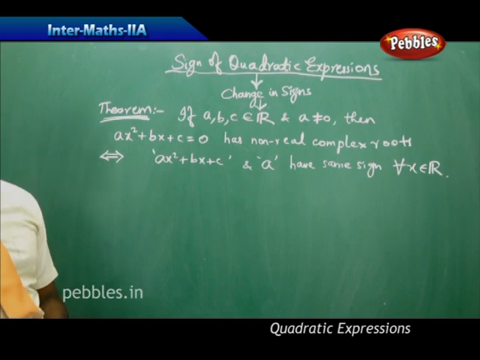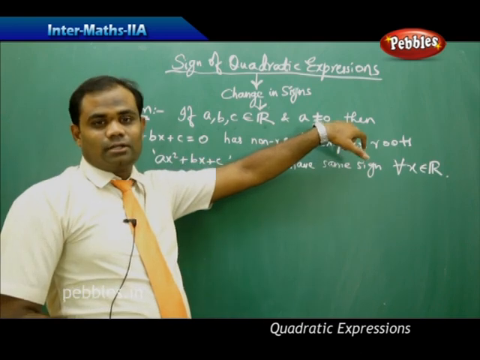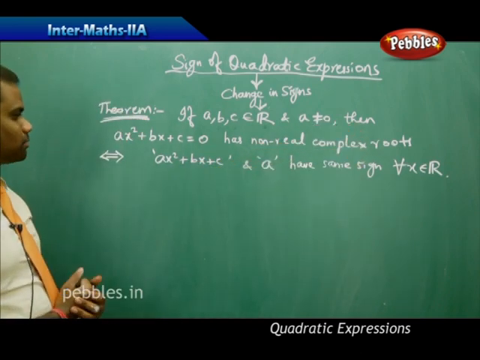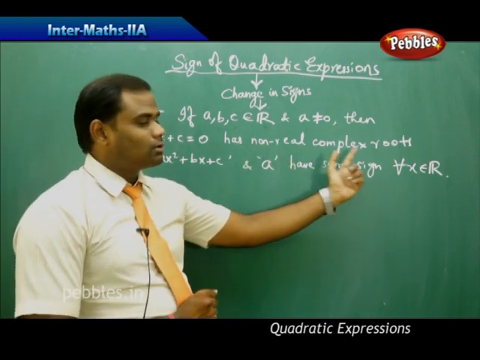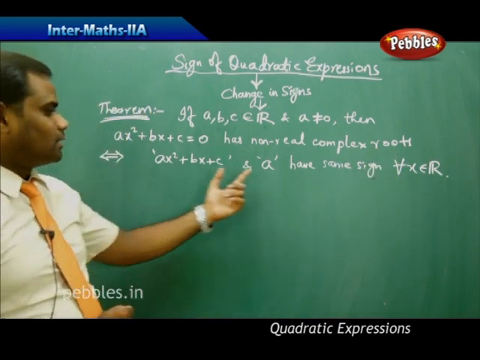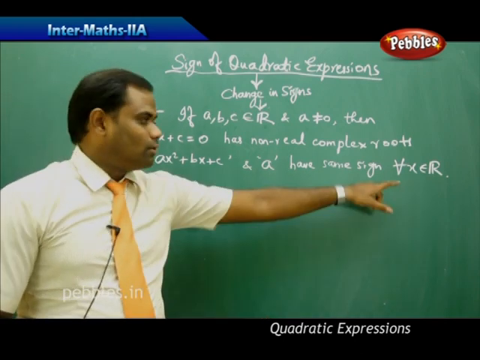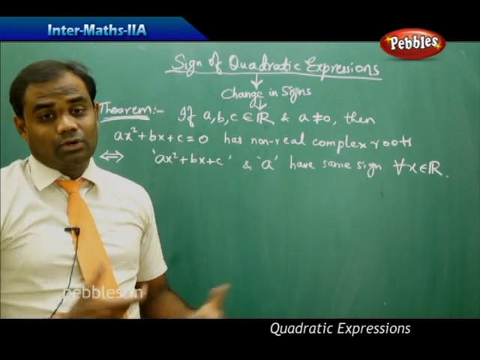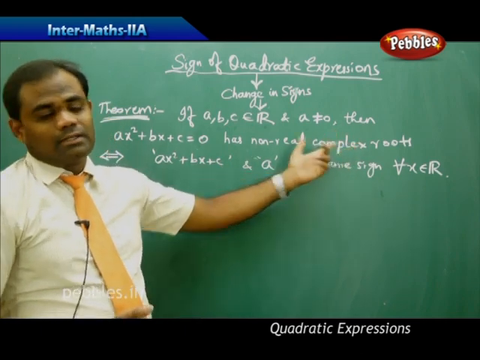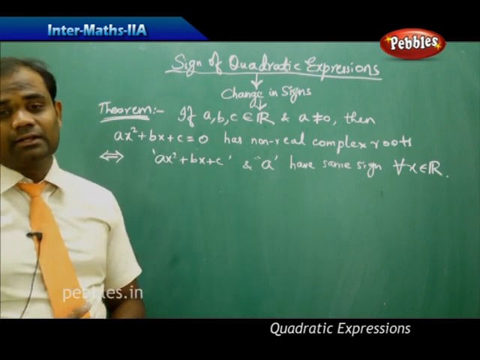So let's initially start with understanding the statement of the theorem. It's given that a, b, c are real coefficients and a is a non-zero real number. Then I have to prove that the quadratic equation ax squared plus bx plus c equal to 0 has non-real complex roots only under the condition that they have the same sign. That is, if this expression and a have the same sign for all real numbers x, then the roots are non-real complex roots. Or if the roots are non-real complex, then immediately I can say this and this have the same sign. This is both the necessary and the sufficient condition.